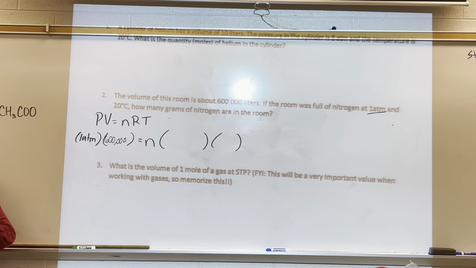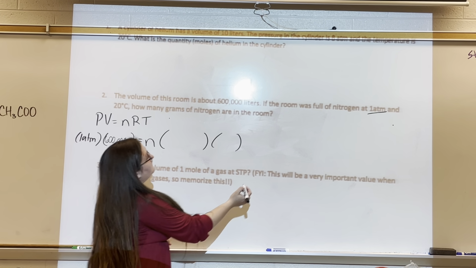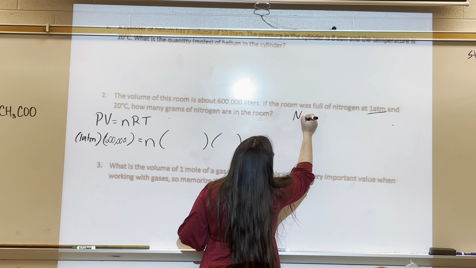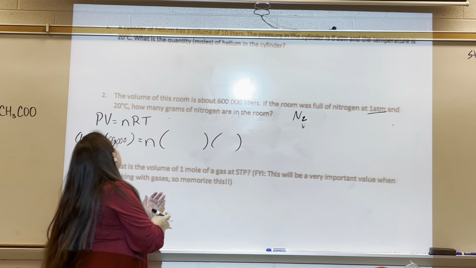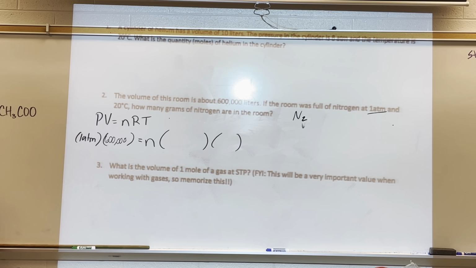All right, let's just make a little note about nitrogen. Nitrogen is a diatomic, so what does that mean? N2. We'll just put N2 right here, if that's okay. Oh, that two is awful. Oh, thank y'all. Okay, what's our constant? 0.0821.